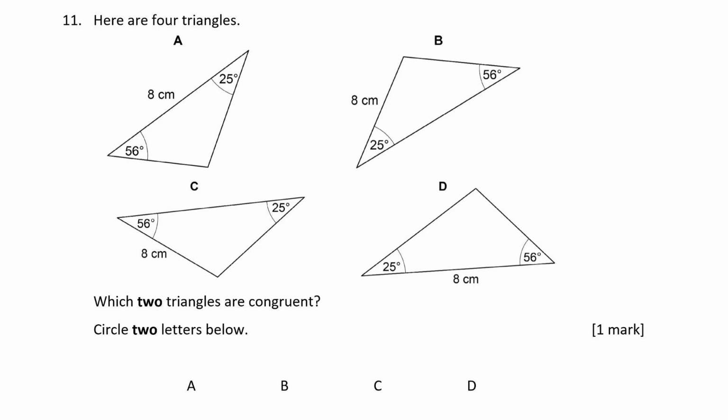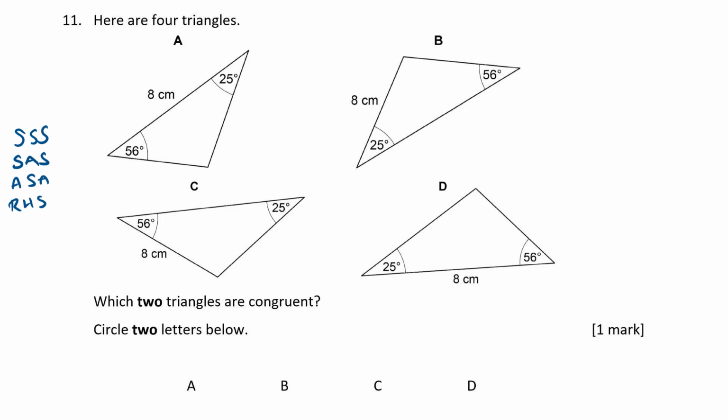Question 11, here are 4 triangles. I've got A, B, C, and D with various angles and sides given. And we're told which 2 triangles are congruent. Circle the 2 letters below. So which of these are congruent? Now we've got 4 different tests for congruency of triangles. They are the SSS rule, the SAS rule, side angle side, which is 2 sides and the included angle, the ASA rule, 2 angles and the included side, and RHS.